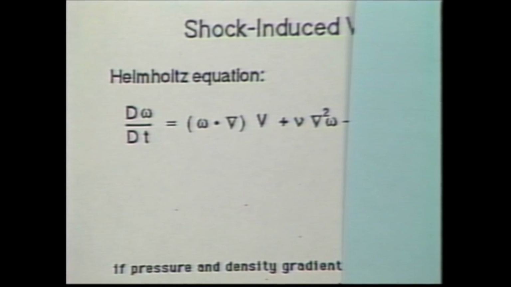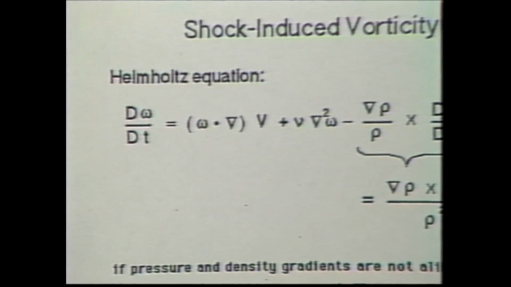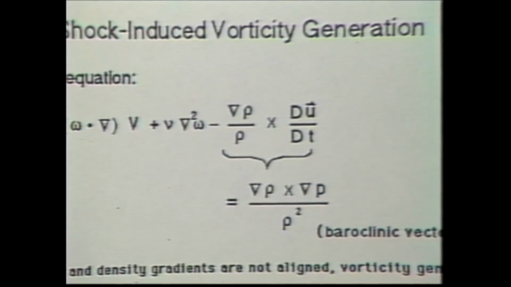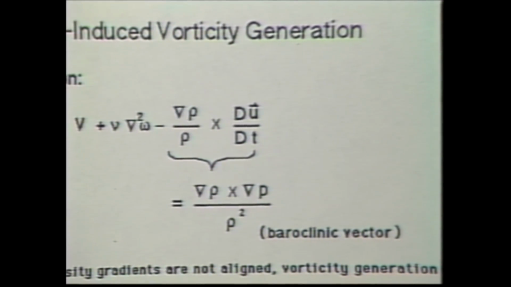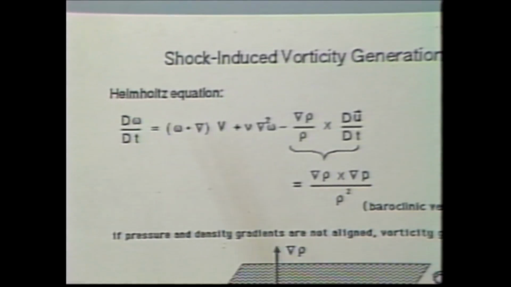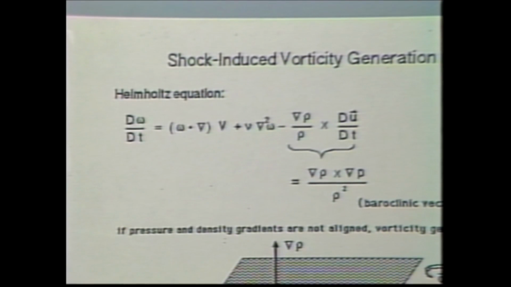It turns out there is a third term in the Helmholtz equation, which is a vorticity generating term, which is usually neglected. And that's this term right over here. And let me tell you why it's usually neglected. When the Helmholtz equation is derived, you remember that vorticity is taken by taking the curl of the velocity. So in order to derive the Helmholtz equation, you take the curl of the momentum equation.